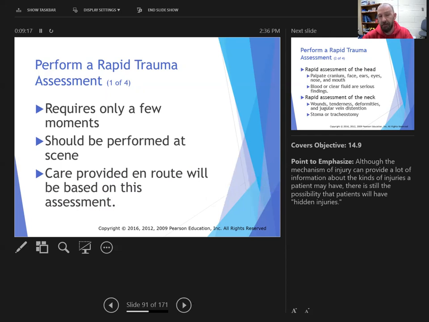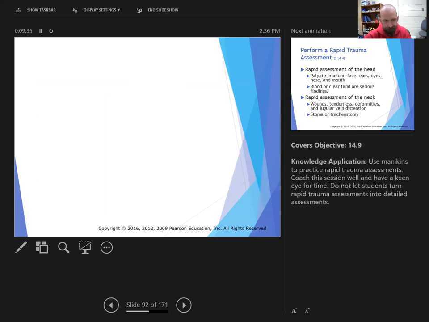Once we get our rapid trauma assessment done, again, this is for a severely injured patient, an unconscious patient that can't tell us what's going on. They're either severely injured or multi-system trauma, or they're unconscious, right? So we're going to do this, and then we're going to figure out a plan of care after we do our rapid trauma assessment.